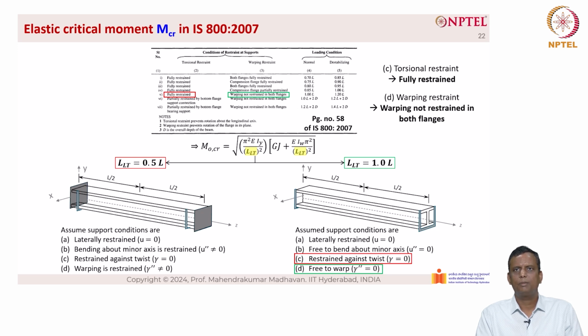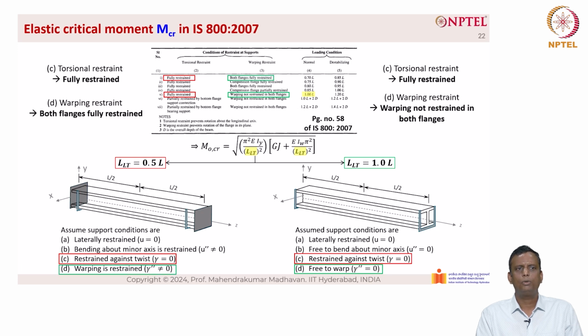The value for L sub LT is given as 1.0 for normal condition. The boundary condition C indicates that it is restrained against twist, which is gamma equal to 0, which belongs to the number 1 boundary condition in table 15, which is fully restrained.